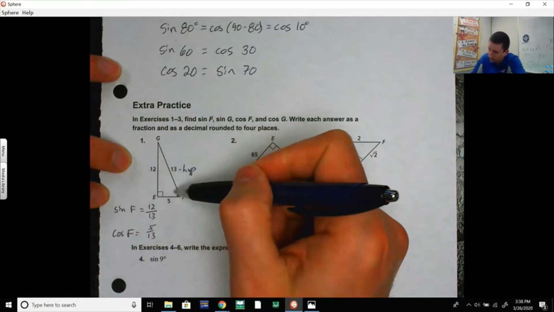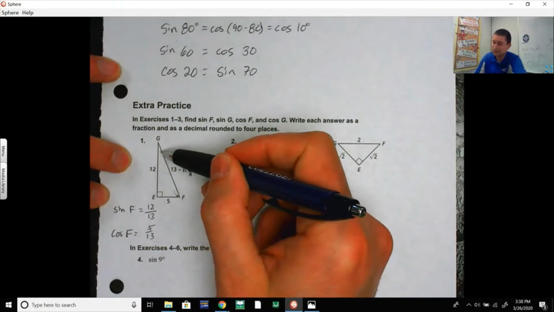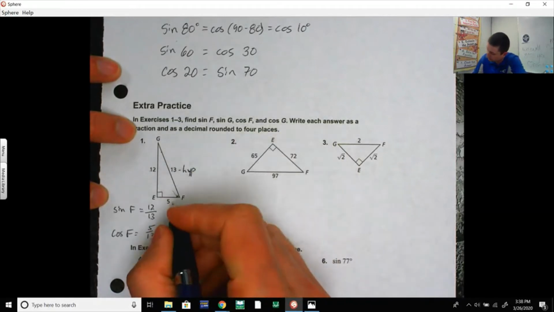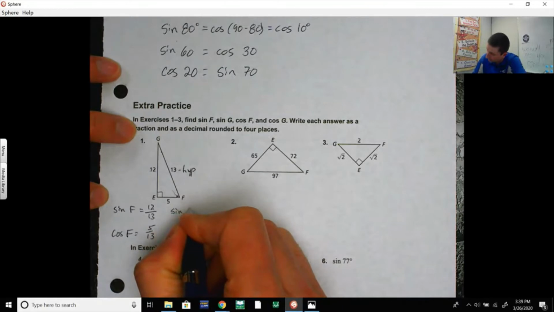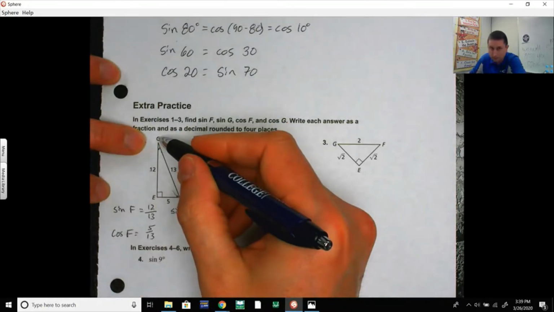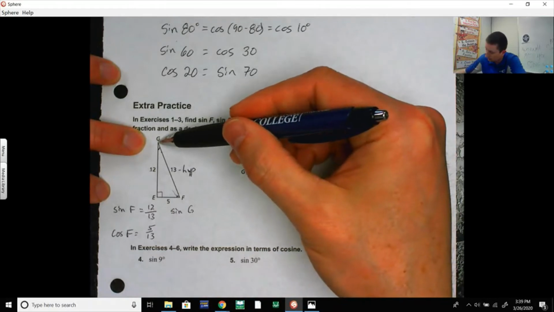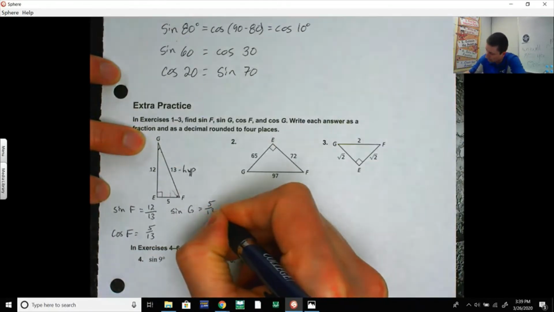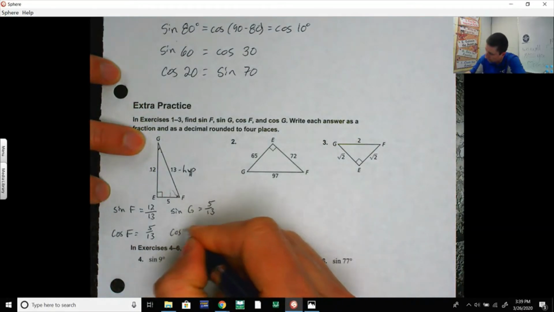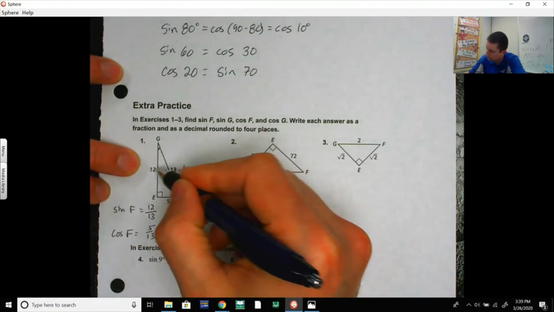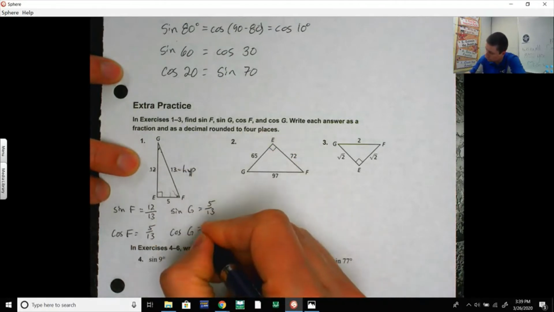And now remember, f and g will be complementary, so you're going to see some patterns forming in here. Because that's 90, f and g have to be complementary. So if I take sine of g, there's g up top. Sine is opposite over hypotenuse, so that would be 5 over 13. And the cosine of g would be adjacent over hypotenuse. So that's 12 over 13.